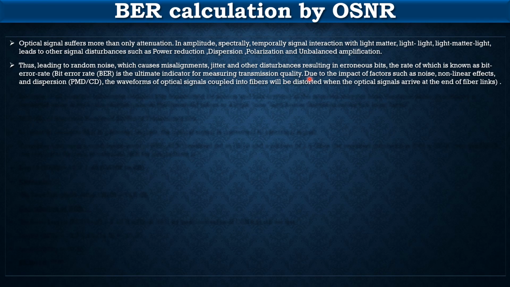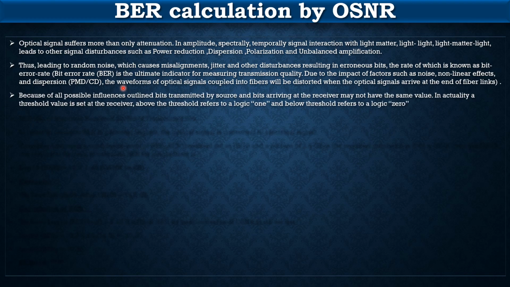The bit error rate is ultimately an indicator for measuring transmission quality, and the transmission quality decreases due to the impact of factors such as noise, nonlinear effects, dispersion, PMD (polarization mode dispersion), and chromatic dispersion. The waveform of the optical signal coupled into the fiber will be distorted, and it is not received at the receiver in the same form in which it was transmitted. Because of all these influences, bits transmitted by the source and bits arriving at the receiver may not have the same value. Whatever bits are transmitted from the transmitter are not all received correctly by the receiver. Some bits will be in error.